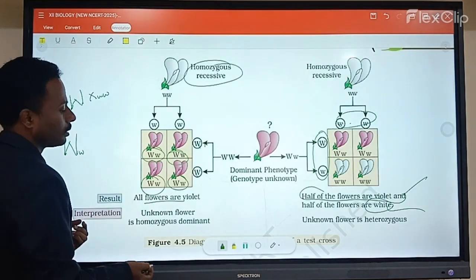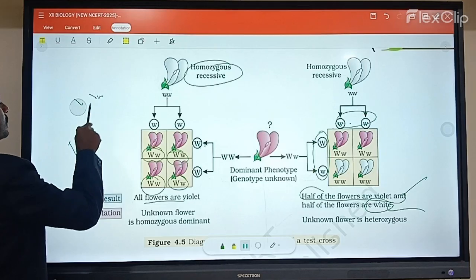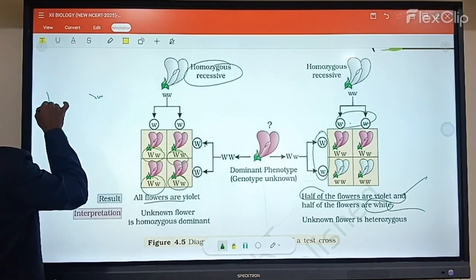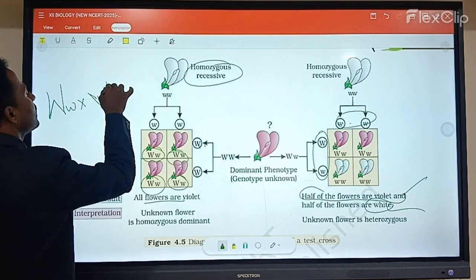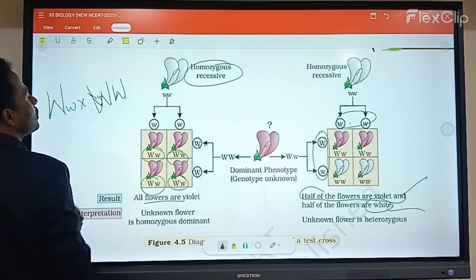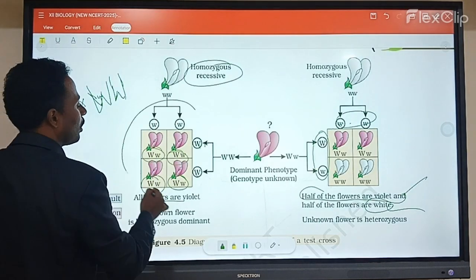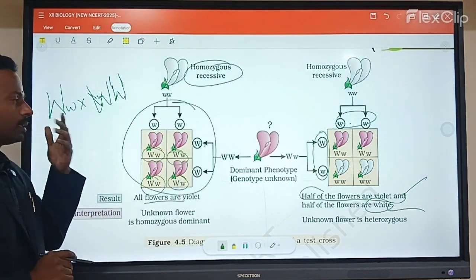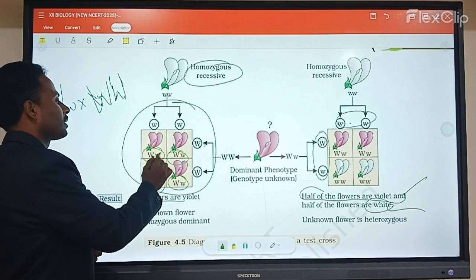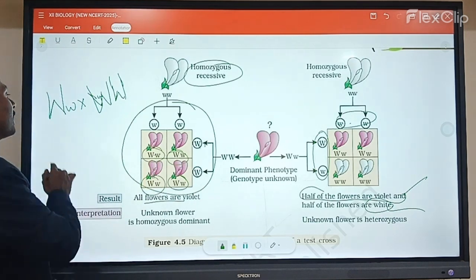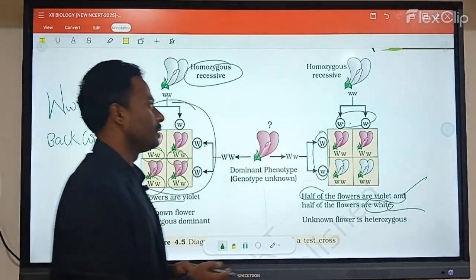What about the back cross? Let us see the back cross. In the back cross, the heterozygous parent is crossed with the homozygous dominant parent. When you cross the homozygous parent with the recessive parent, what do you get? All the characters we get are heterozygous. So what is it called? It is called a back cross. Okay, this is fine.